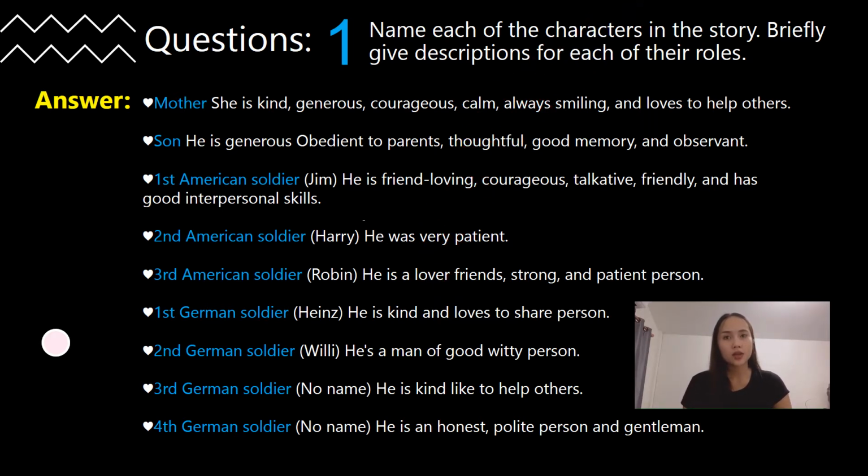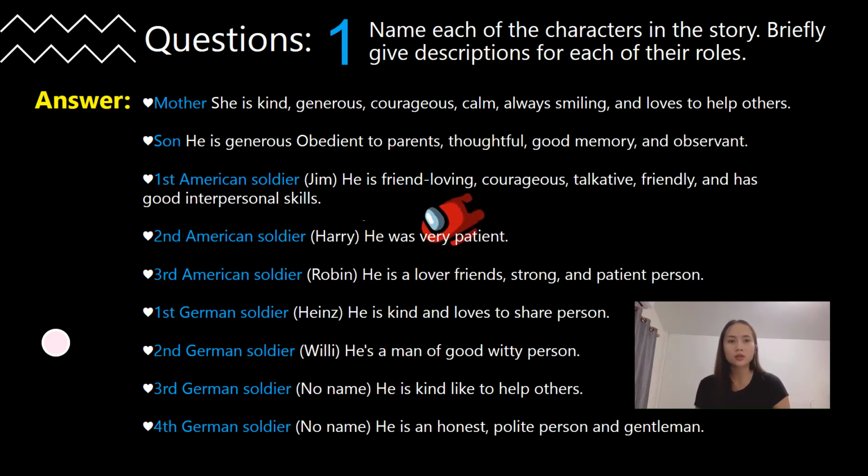Second American soldier, Harry. He was very patient. Third American soldier, Robin. He is a lovely friend, strong, and patient person. First German soldier, Hyde. He is a kind person who loves to share. Second German soldier, Willie. He is a good and witty man.